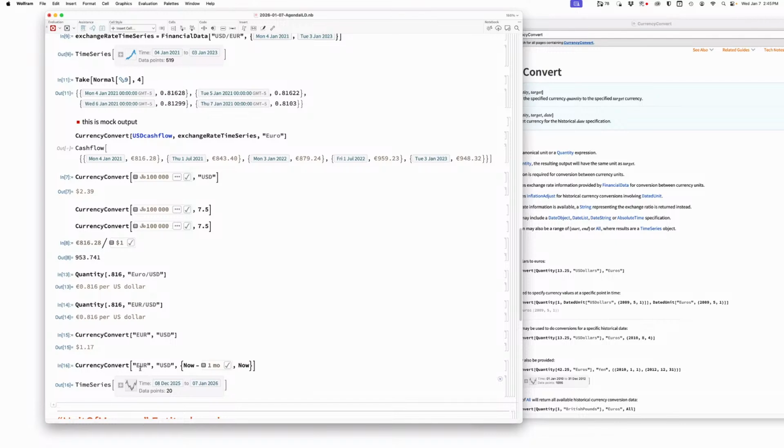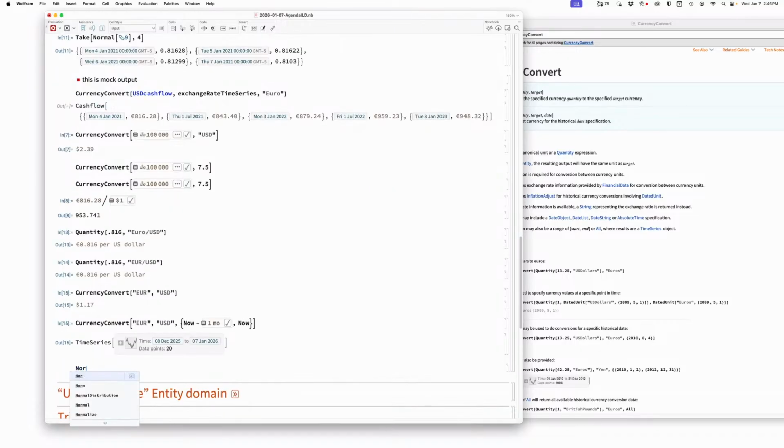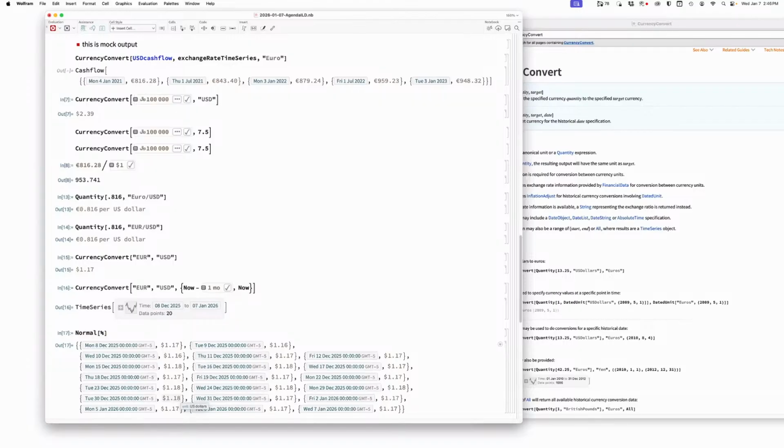Now, the question is, if you do normal of that, is that unitless? I'm afraid it probably is, but we probably need to change that. No, it's not. It has units. But it's not the right units. It's interpreting that dollars euro as an input currency value. It's saying convert €1 to USD. That's right. So it's giving you the values in USD. It's not giving you the values in USD per euro.